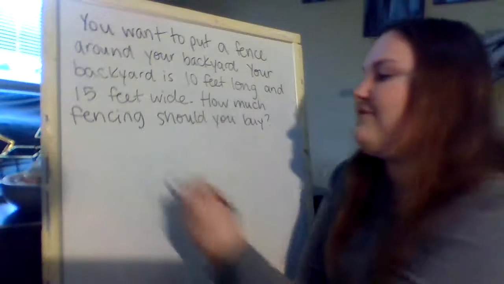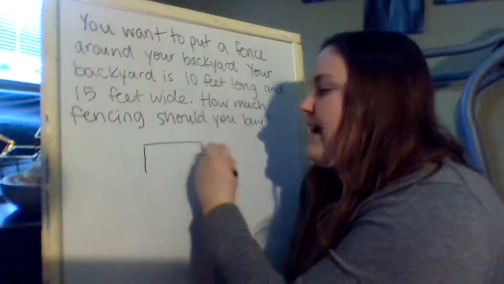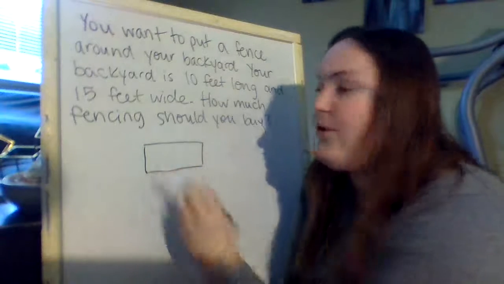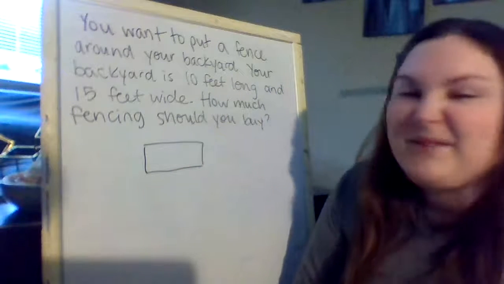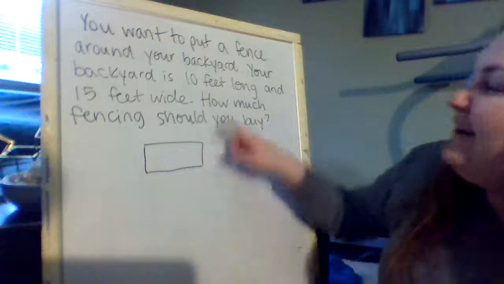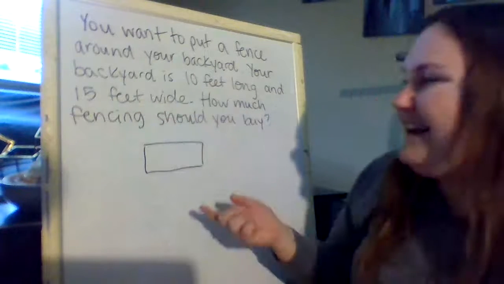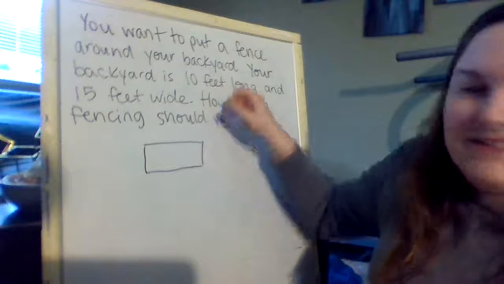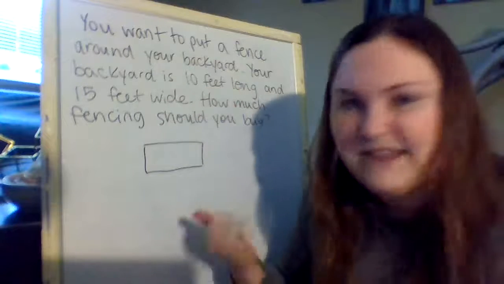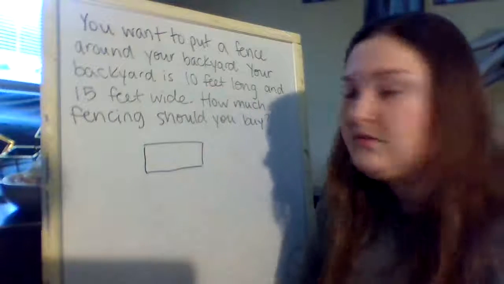So I'm going to start off by drawing a rectangle. The reason I'm drawing a rectangle and maybe not a square or a triangle is they gave me different amounts, which means it wouldn't be a square. And it's not going to be a triangle if you're talking about things that are long and wide. Length and width are keywords for a rectangle.